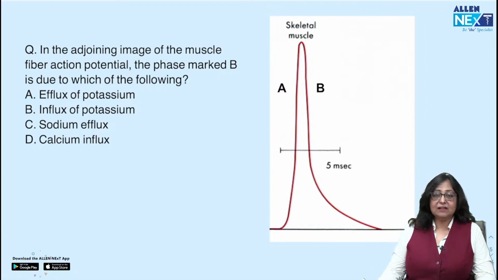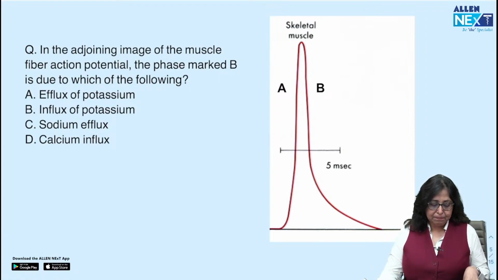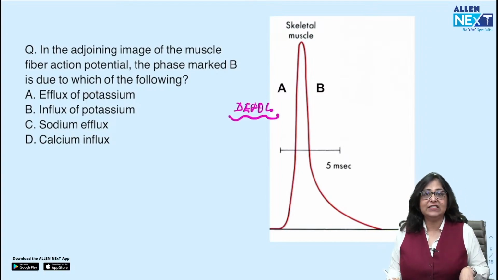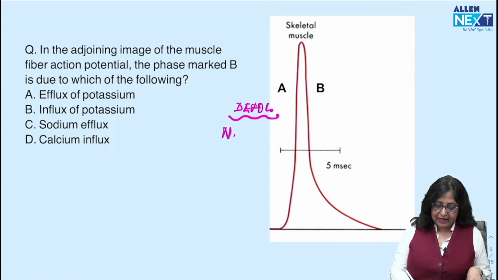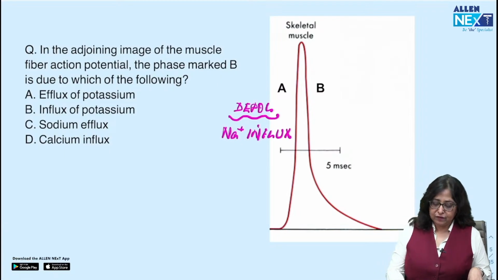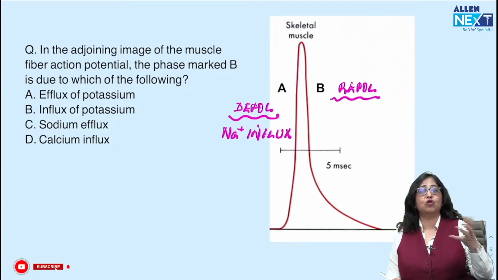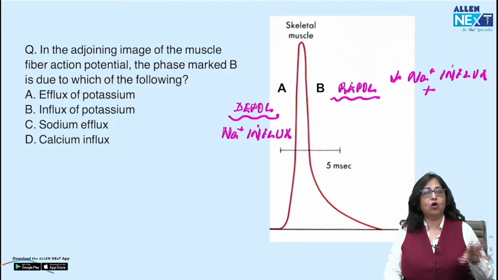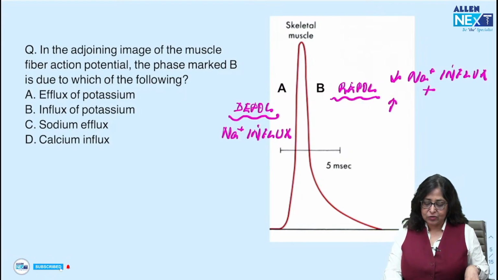In the adjoining image of the muscle fiber action potential, the phase marked B is due to which of the following? So A is the depolarization phase, and this is because of opening of voltage-gated sodium channels, which results in a sodium influx. What is the repolarization phase? B is the repolarization phase. And this repolarization phase is due to closure of the fast voltage-gated sodium channel, so a decrease in the sodium influx, plus opening of the slow voltage-gated potassium channels, so increase in the potassium efflux.